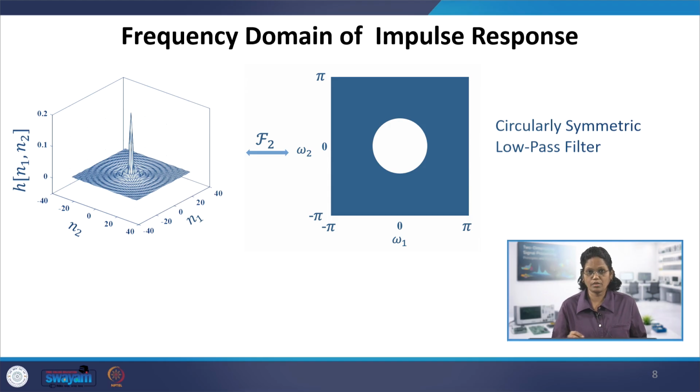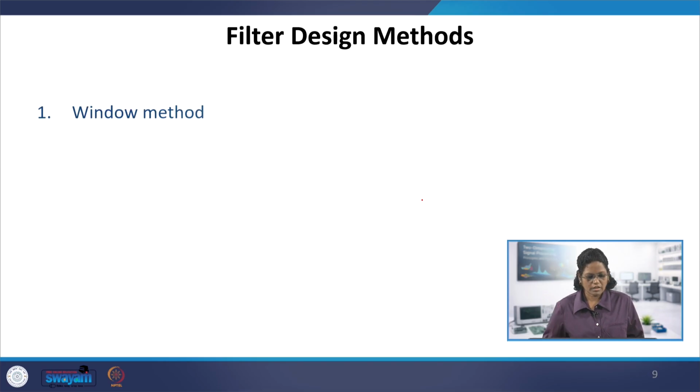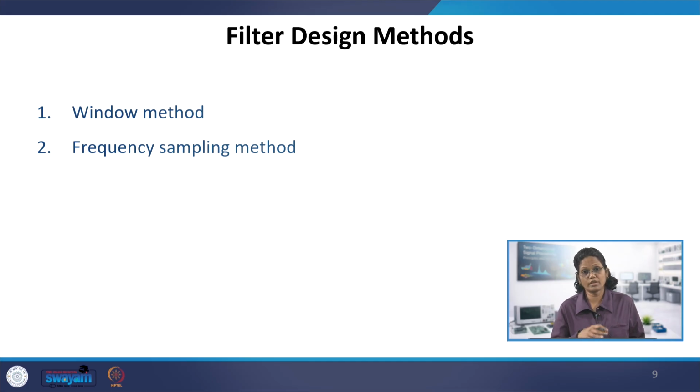So there is the 2D view, or the top view, of the filter response H of omega 1 comma omega 2. Coming to the design methods: knowing the filter specification, what are the design methods applicable for the FIR filters?